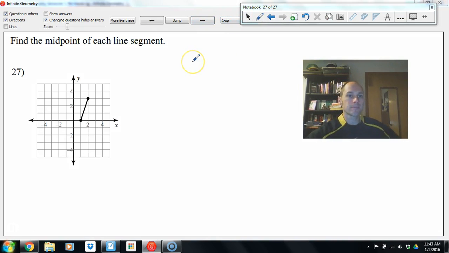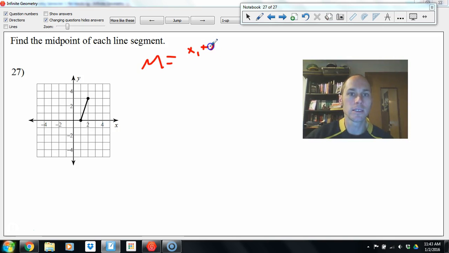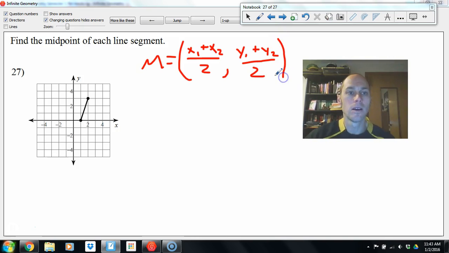Midpoint. To find the midpoint, I can just find the average of the x coordinates, x1 plus x2, and divide them by 2. And I can find the average of the y coordinates, y1 plus y2, divide those by 2. Or if I have a graph, I can just look on the graph and find the midway point. So I know this is a distance of 1, so halfway between there.